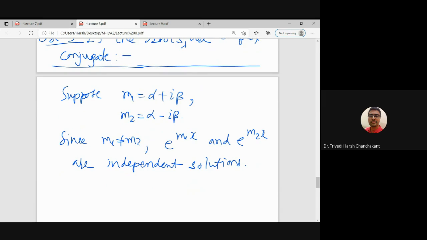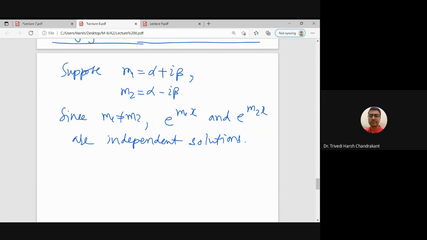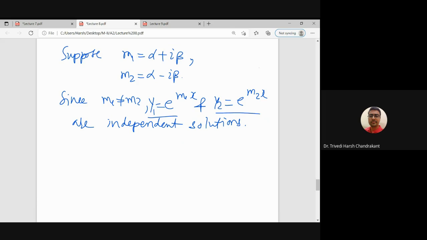Yeah, but here what happens is whenever we consider e power m1x, that is e power alpha plus i beta, it is actually a function of a complex number. So instead of getting a solution which is a function of a complex number, we should look at a solution which is a real function. Let us call it capital Y1 and this will be capital Y2. And using these complex functions, which are solutions, we are looking at the real solution.